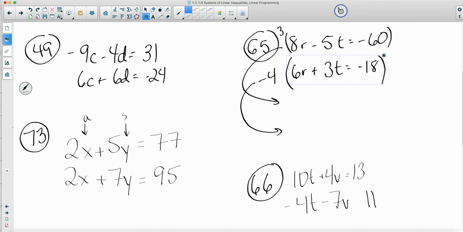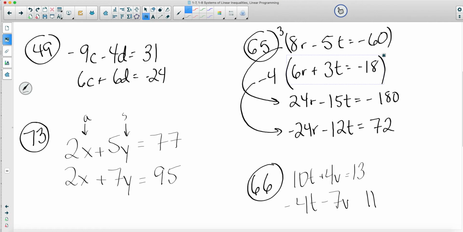So we'll have 24r minus 15t equals, so 60 times 3, that's a negative 180. And then down here, negative 4 times 6 is a negative 24r minus 12t equals, so 18 times 4, that's 72. And then you just add those two equations together. Those will cancel out, and you'll solve for t. Plug that back into one of the equations to get the r.